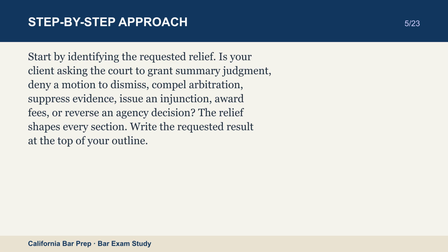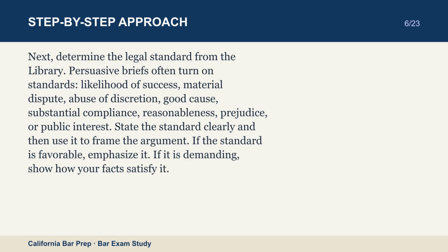Next, determine the legal standard from the library. Persuasive briefs often turn on standards: likelihood of success, material dispute, abuse of discretion, good cause, substantial compliance, reasonableness, prejudice, or public interest. State the standard clearly and then use it to frame the argument. If the standard is favorable, emphasize it. If it is demanding, show how your facts satisfy it.